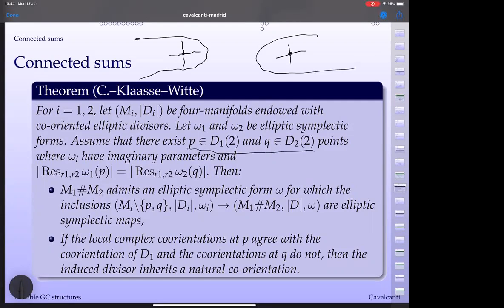Another thing is there is the whole business with co-orientations, and here I should have a +1. Here I should have a -1. If I do that, then I can just keep the co-orientations I had before, glue them along small disks around these points, and I get an elliptic symplectic structure, in which all the co-orientations are the ones I had before. If for some reason I had a +1, then I have to play around with co-orientations, and it's not going to be a canonical choice in the connected sum. But that's the business here. You can always get elliptic symplectic structures on the connected sum, and whether or not the co-orientations will agree depends on whether you have pluses and minuses or pluses and pluses.